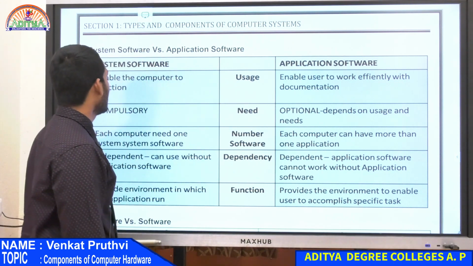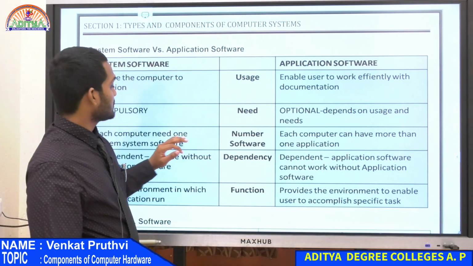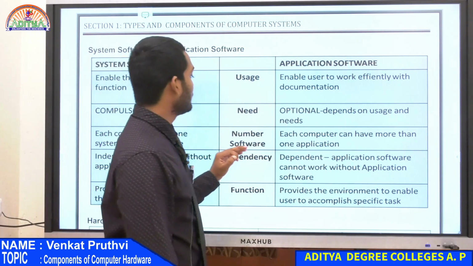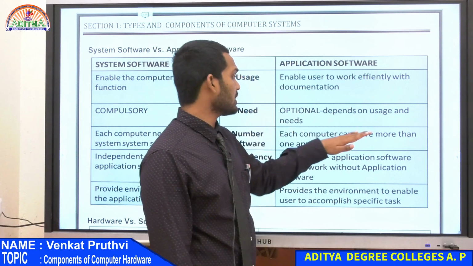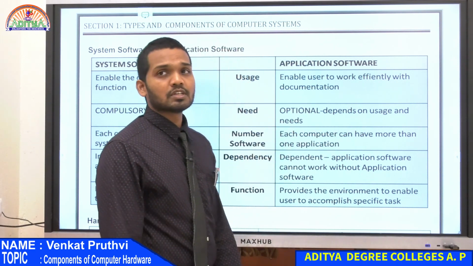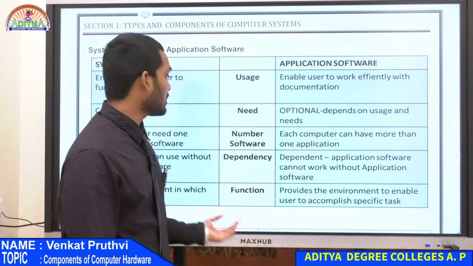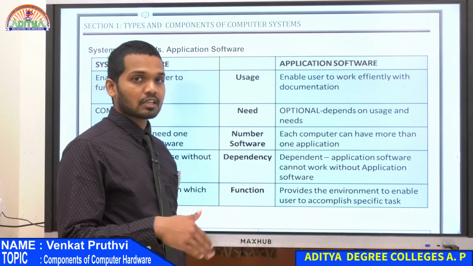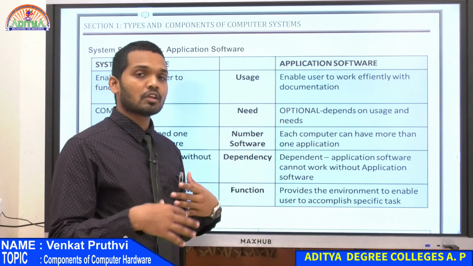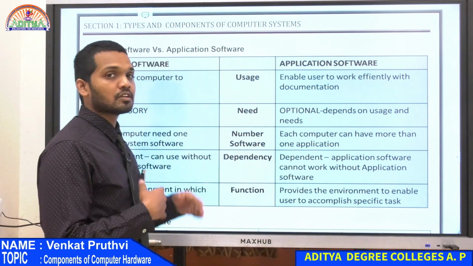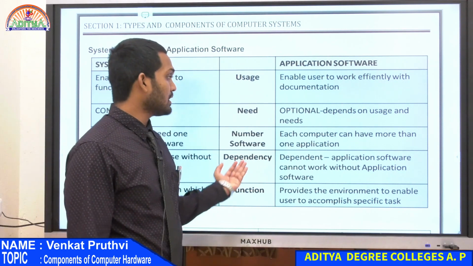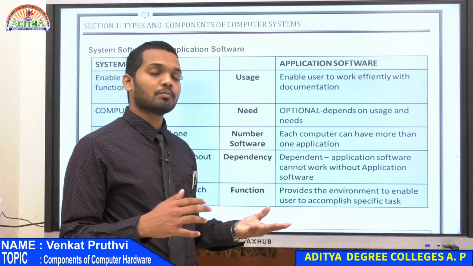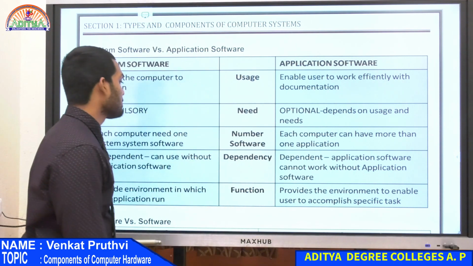Okay. And then when you see the number of software, each computer needs one system software, whereas each computer can have more than one application software. Generally whatever operating systems that you are using, they are all only one kind. Like in Windows, you are performing all the application software and their tasks, but you are not installing 2-3 system software and working on them continuously. But whereas application software, you have so many kinds of application software installed in your computer and you work with them accordingly. And then dependency.